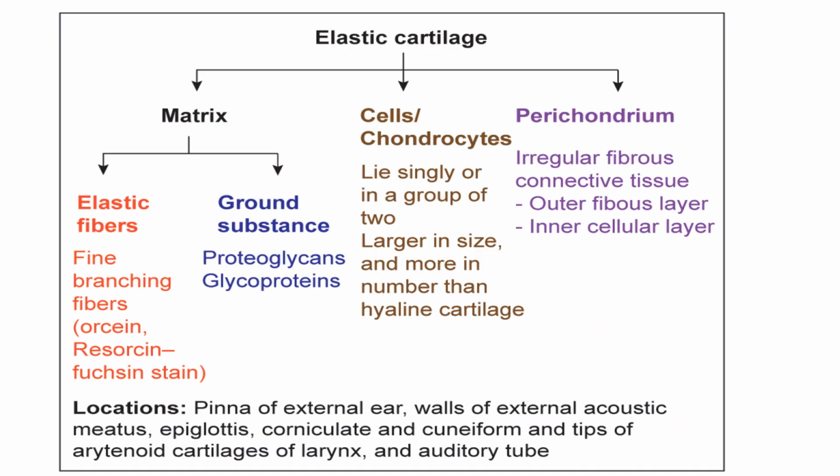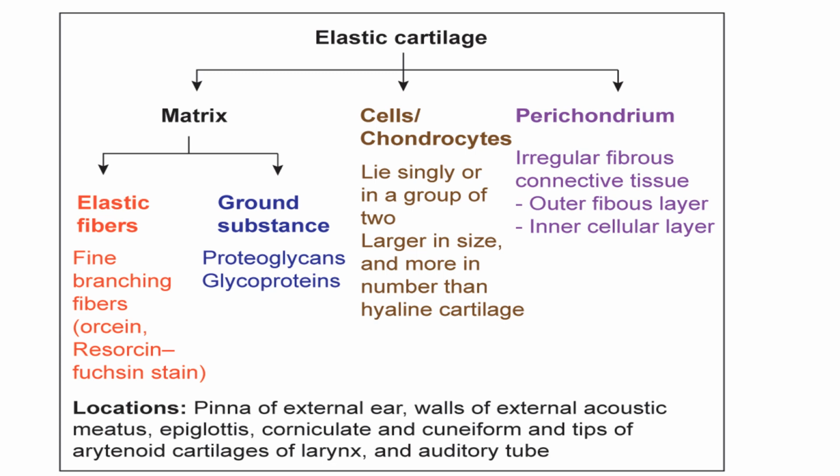In this flowchart, we can see the components of elastic cartilage. So mainly it has chondrocytes, cells, and the matrix has got more amount of elastic fibers, ground substance made up of proteoglycans and glycoproteins, and we also have covering of perichondrium over elastic cartilage.